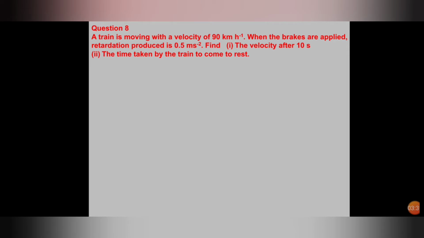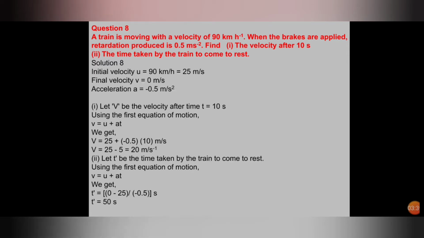Question number 8. A train is moving with a velocity of 90 kilometers per hour when brakes are applied and a retardation is produced, that is 0.5 meter per second square. So its u is 90 kilometers per hour. We convert by multiplying it by 5 by 18, it becomes 25 meter per second. Final velocity is 0 because it's coming to rest, and acceleration is minus 0.5 meter per second square because retardation is given.